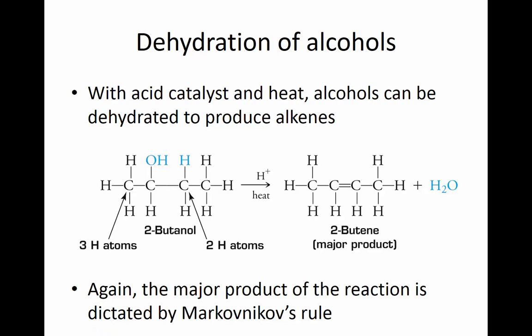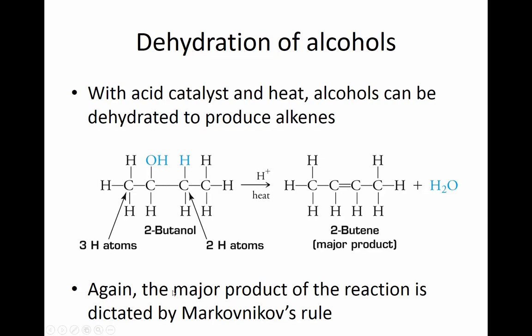We can get dehydration of alcohols. We talked about hydration of alkenes, and this is dehydration of alcohols here. So if we have an acid catalyst and we have heat, alcohols can be dehydrated. And we've gone over dehydration reactions already, but they bear going over again. So we can go from alcohol to alkene. So you look here at 2-butanol, we add acid and heat, we end up with 2-butene plus water.